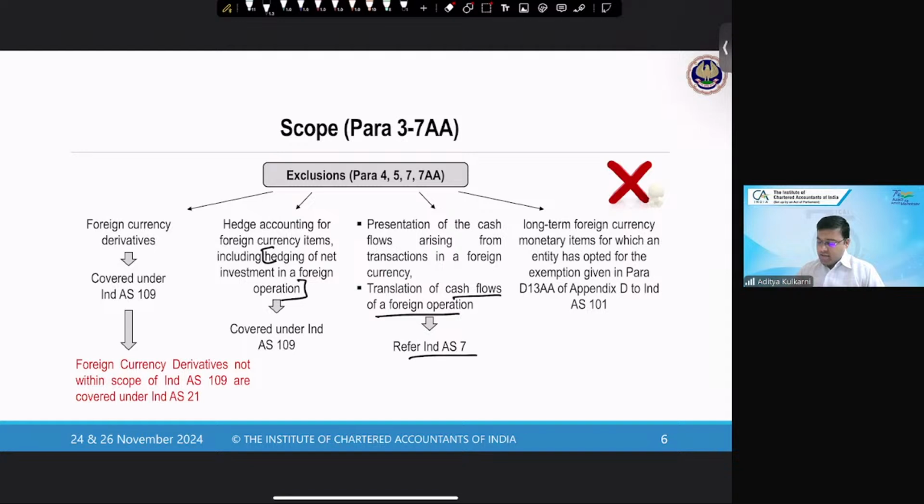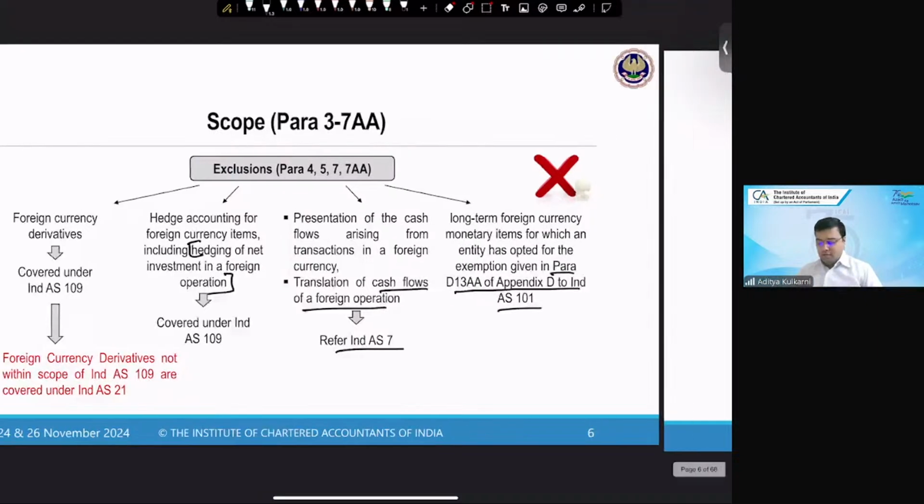Long-term foreign currency monetary items for which an entity has opted for the exemption given in para D13AA of Appendix D to Ind AS 101. We will see what this para deals with, and that it is an exclusion paragraph. The treatment is specified under Ind AS 101, so that will not be covered here.